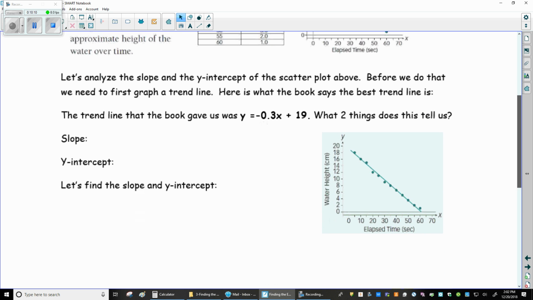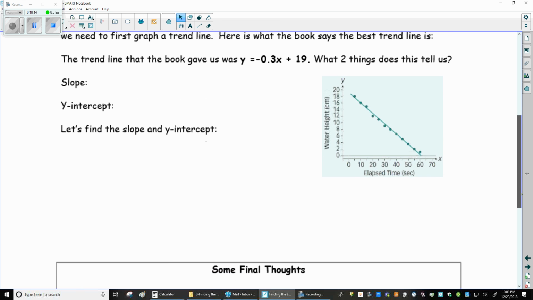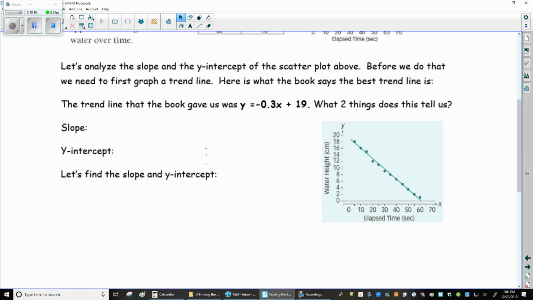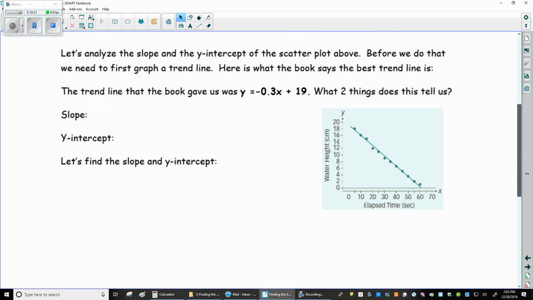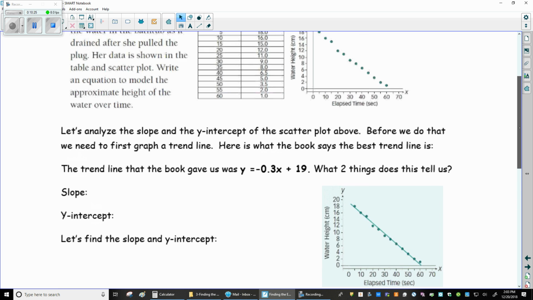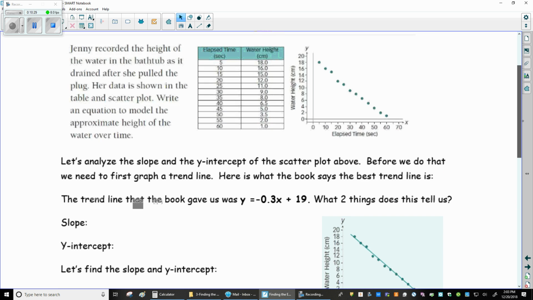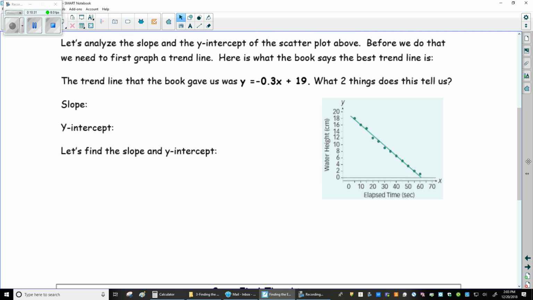So I, again, took this one out of your iReady books, which I don't really like that much, but I like some of the things. We're going to see if we can get similar to what they got. So we're going to try to find the y-intercept and the slope. I'm going to find 2 points that are sort of on the trend line again. So looking at it, what are 2 that are sort of on the trend line?